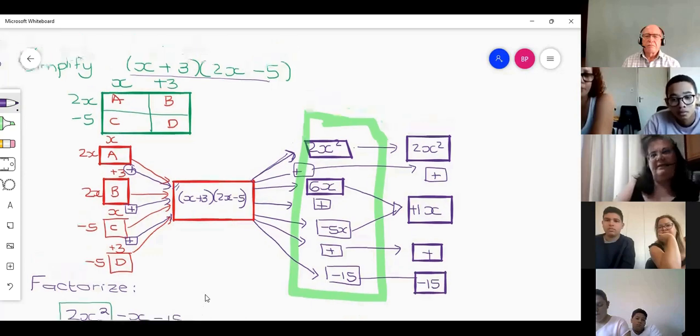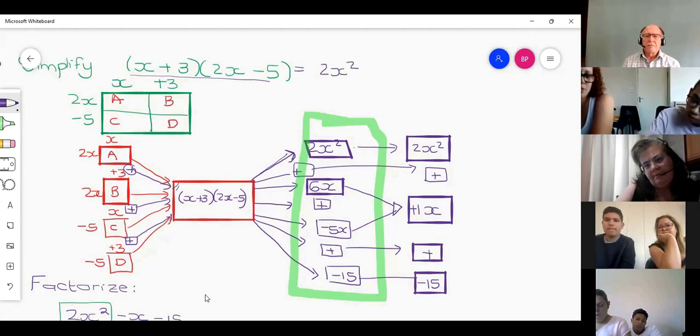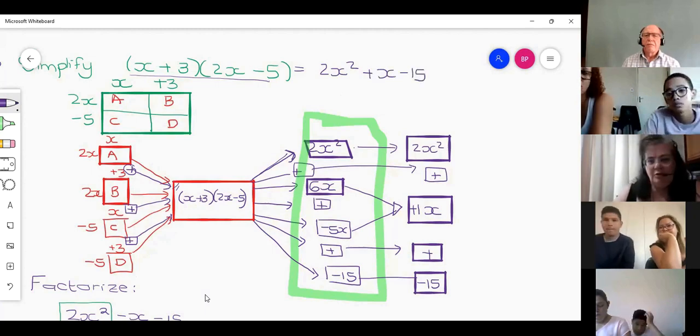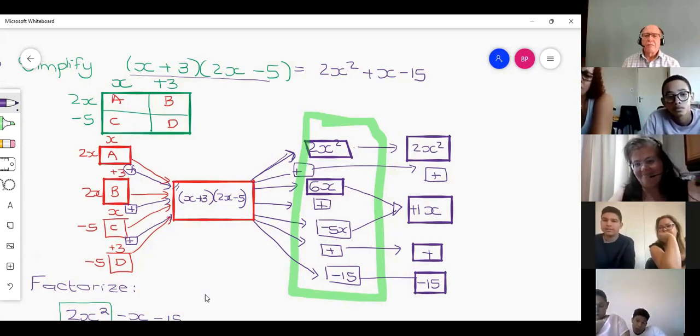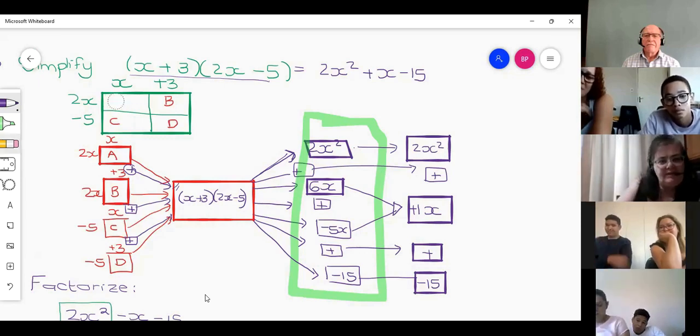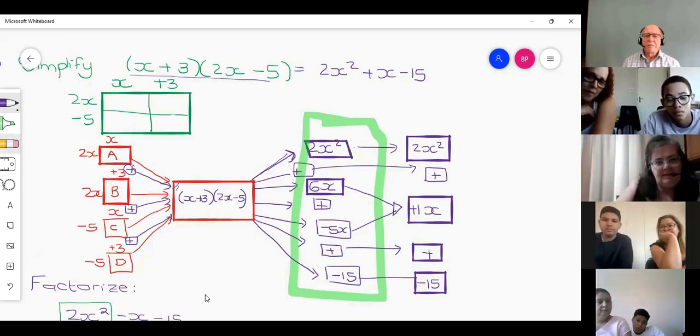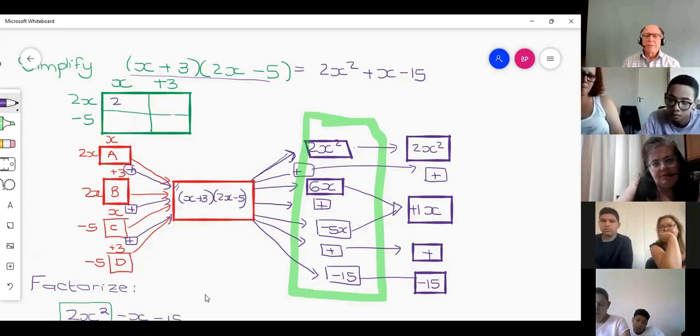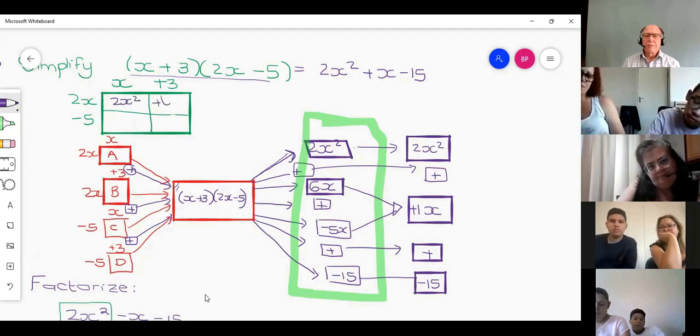So if I simplify that, my answer would be 2x squared plus x minus 15. Jared, you were taught FOIL at school. Am I right? And if I take out this A, this B, this C, and this D, this would have been 2x squared plus 6x minus 5x minus 15.